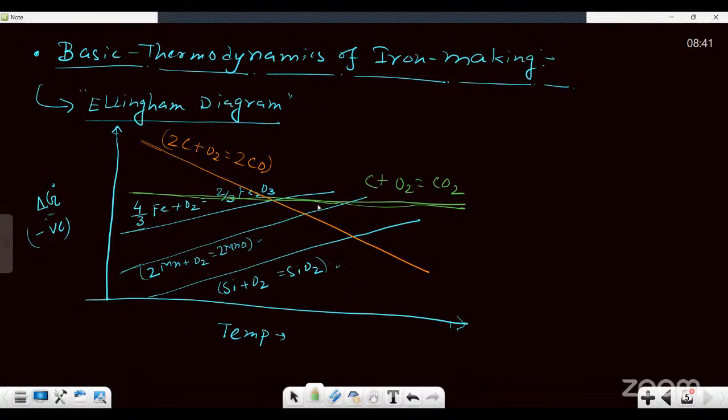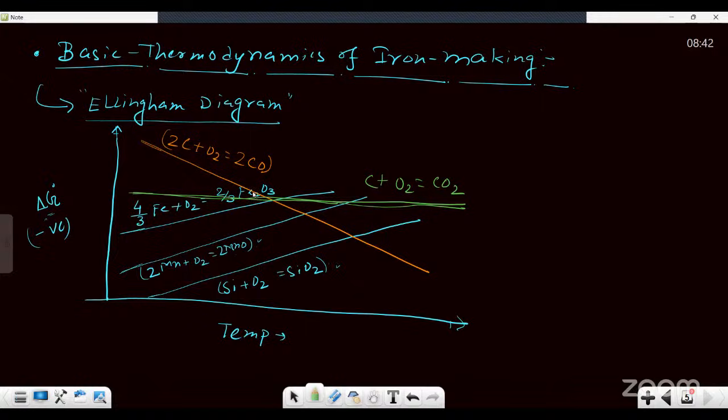Suppose the temperature is 1200 degrees Celsius. That means in order to reduce Fe2O3 with carbon, you need at least 1200 degrees Celsius. If your temperature is less than 1200 degrees Celsius, then your Fe2O3 is more stable compared to CO, carbon monoxide gas. Then CO will not form. Then what is going to happen? Fe2O3 will remain as Fe2O3 only. Carbon cannot reduce Fe2O3 if you are not bringing the temperature high enough.